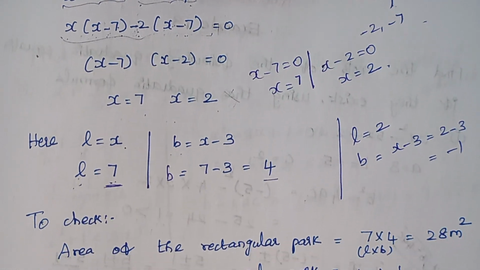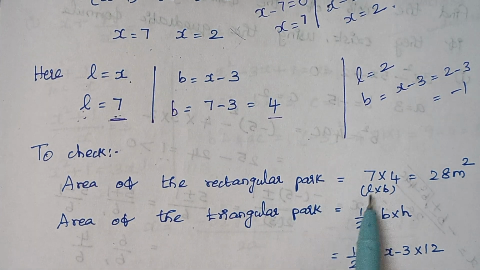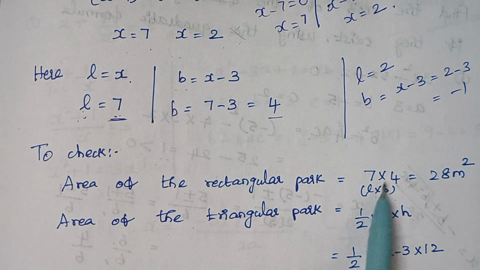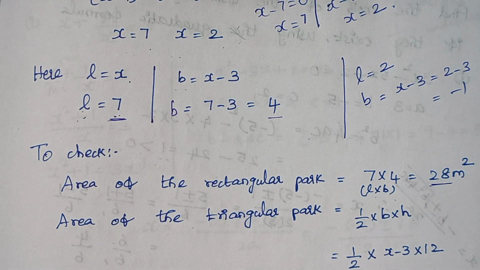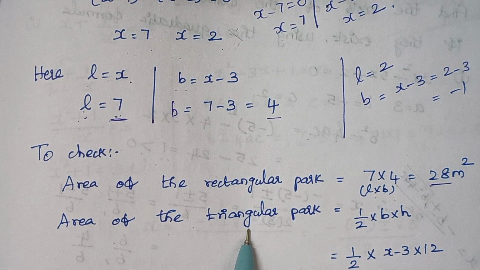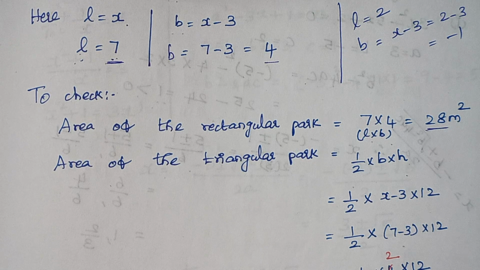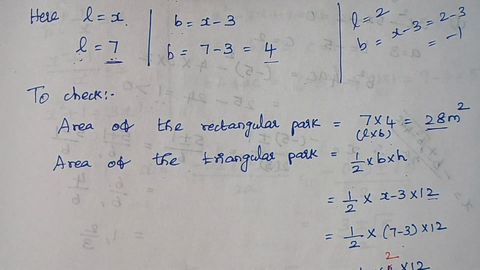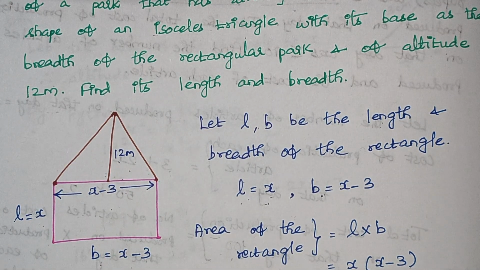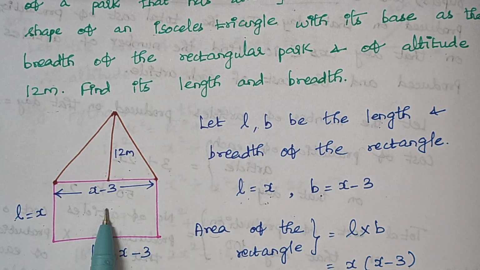To check, you see, what is the area of the rectangular park? The area of the rectangular park is given by length into breadth. Here the length is 7 and the breadth is 4. So the answer is 28 meters square. Now the area of the triangular park is given by half of BH. So what about the value of B and H? The value of H is 12. It is given in the problem. So what about the value of B? Here the base of the triangle is x minus 3.